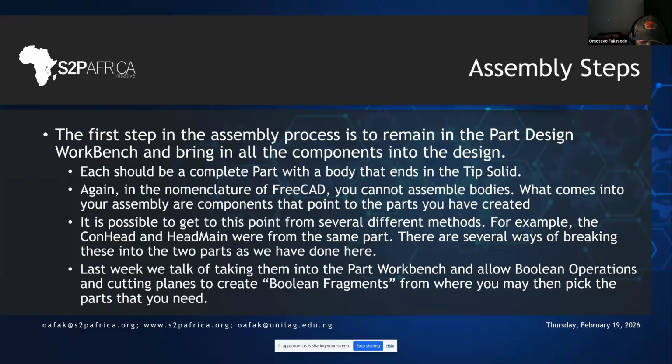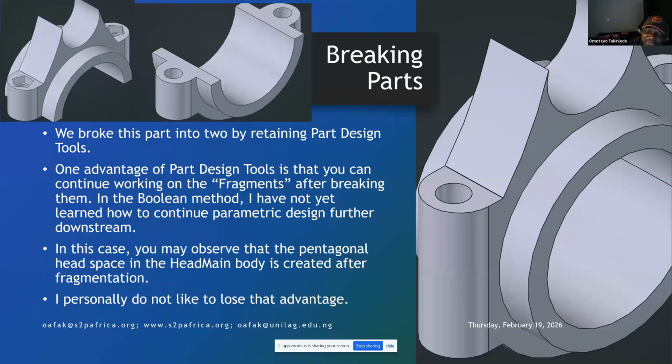Last week, we talked of taking them to the Part workbench and allowing Boolean operations and cutting planes to create Boolean fragments, from where you may then pick the parts you need. We are not going to use that method here. We are going to use a method that is more parametric, and you remain within the Part Design workbench. This is how it happens.